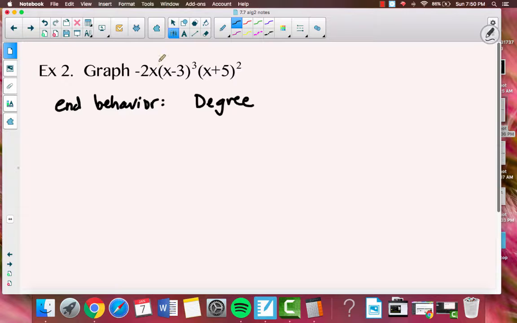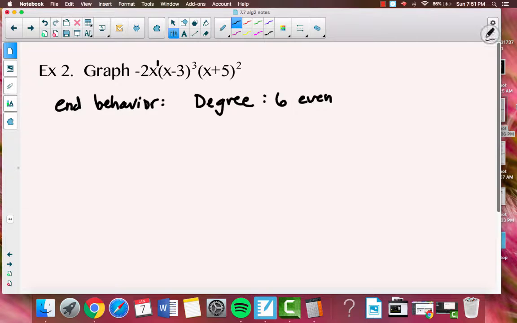So if you look here, we have an x to the first. We technically have an (x minus 3) to the third. So we have 1 x, we have 3 x's, that's 4. And then we have an (x plus 5) to the second, so that's another 2. So that means that our degree is going to be a 6, which is even. So we had 1, 3, and 2, and we just added those all up. Now, if it's already in its standard form, you don't have to count. You just have to look at the highest exponent. But when it's factored, you have to count up all the x's.